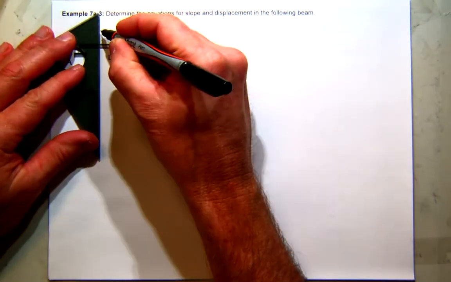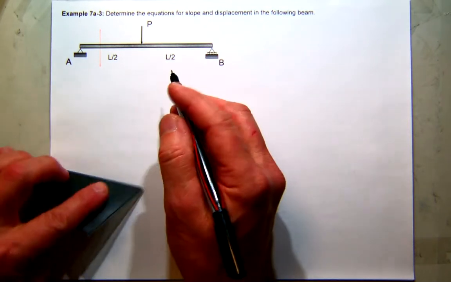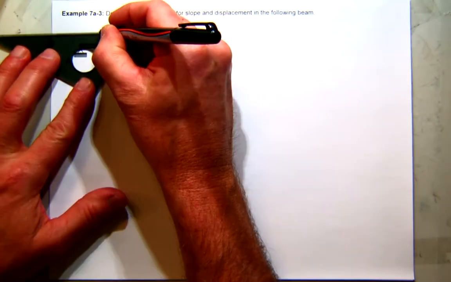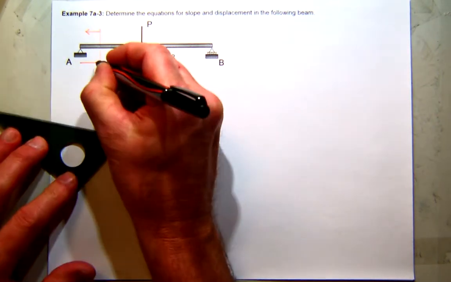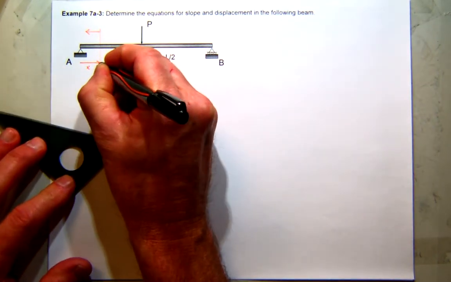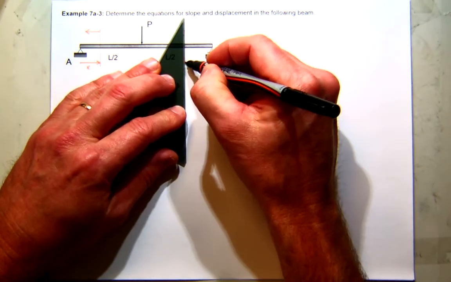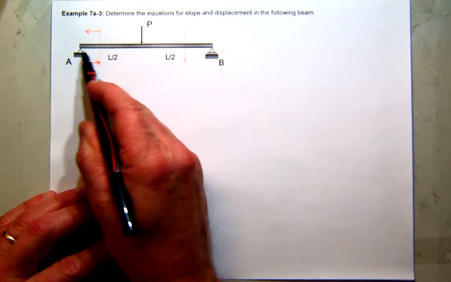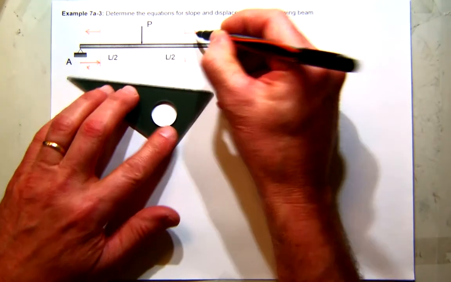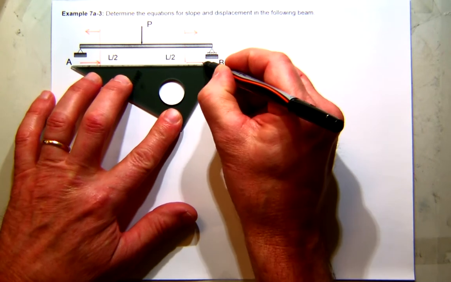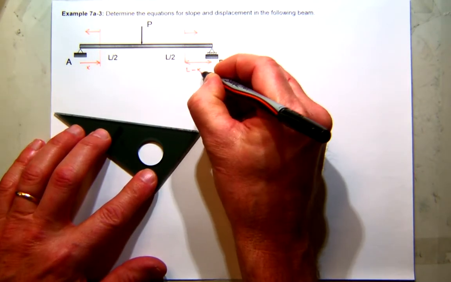So what I'm going to do first is cut the structure somewhere between 0 and L, and I'm probably going to work the left-hand side. So I'm going to look at this little segment here of length X. Then when I cut it over here, I'm deciding whether to work the left side or the right side. I like the right side. It looks pretty simple. And in that case, this little segment here that I'll be looking at will be L minus X.